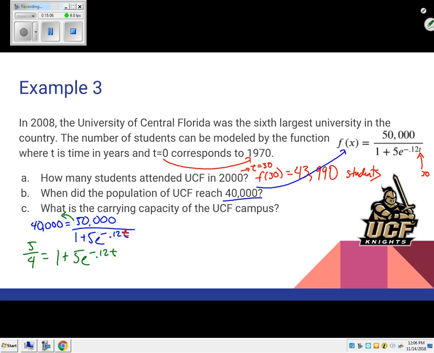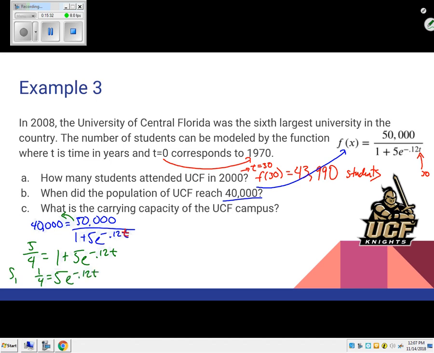If you haven't heard my story on moving the hat, what I did in this step was I actually took the reciprocal of both sides and then multiplied by 50,000. And that will get you to the same spot. If you haven't heard my story on moving the hat, come talk to me. Next up, I'm going to subtract 1 from both sides. I get 1/4 equals 5e to the negative 1.2t.